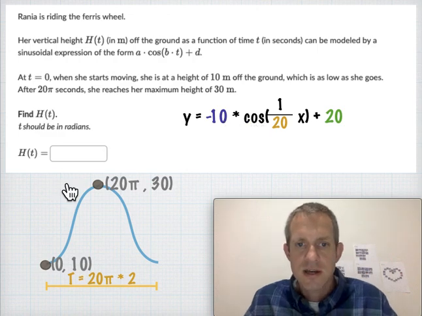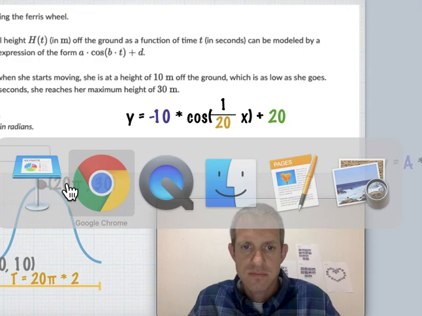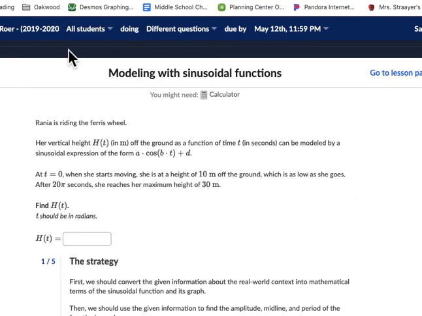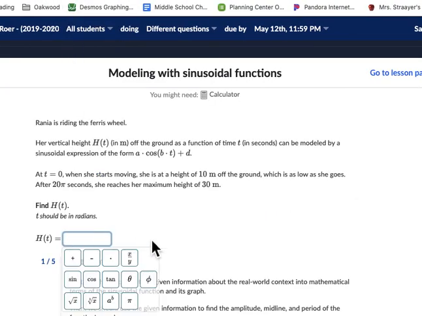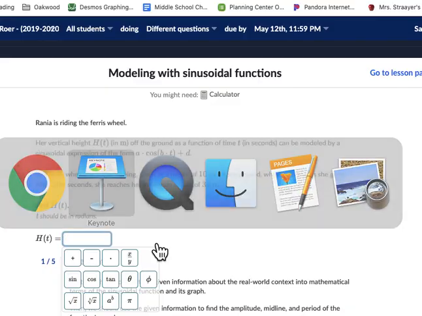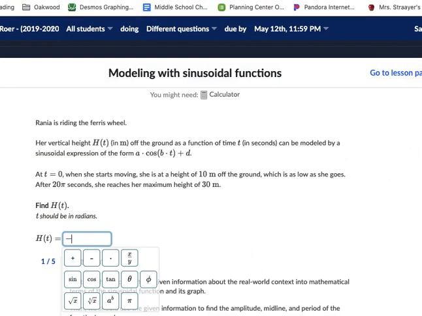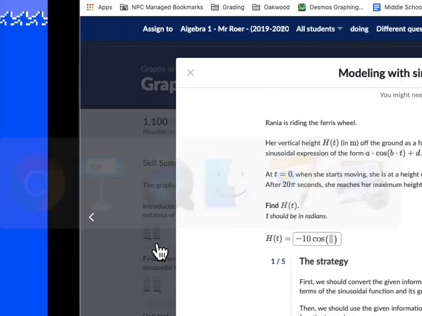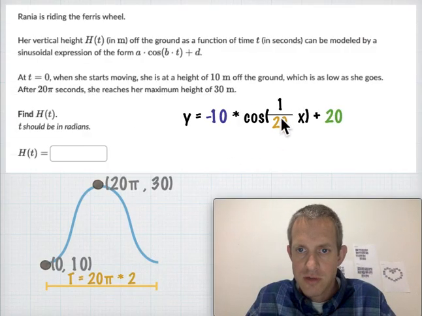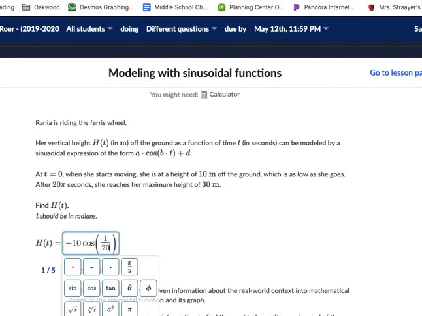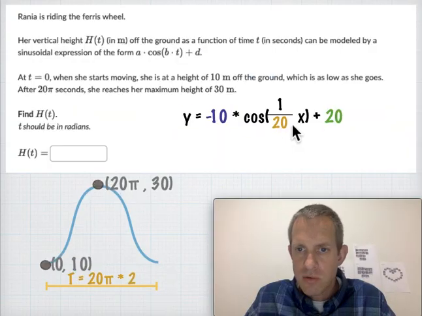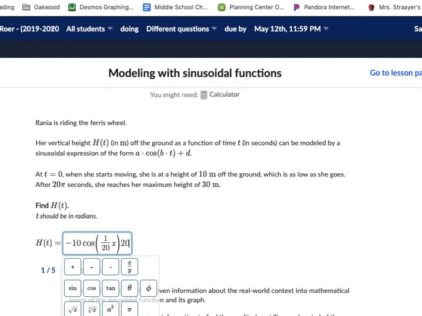Let's check it in Khan a second. So here it was this particular problem, and we had said -10 for an amplitude times a cosine. The frequency is what this is called, 1/20 times x. And then our midline was a height of 20, so plus 20. We'll see if we're good.